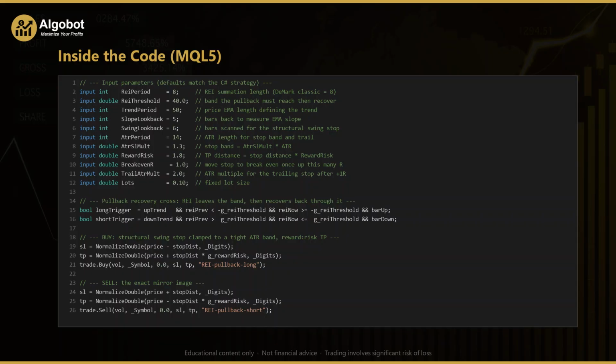When the long condition is met, the code sets the stop below the entry by the clamped stop distance, and the take profit above it by that same distance multiplied by the reward-to-risk ratio, then calls trade.buy. On the short side, the stop is placed above the entry, the take profit below it by the same reward-to-risk multiple, and the code calls trade.sell. Both sides share the identical structural logic, simply flipped in direction.